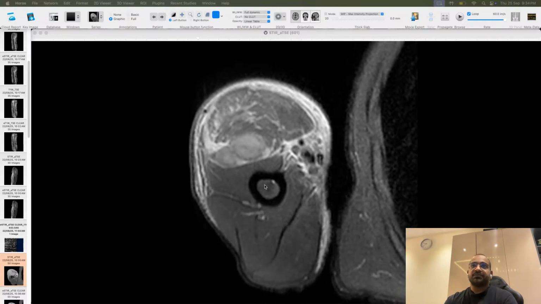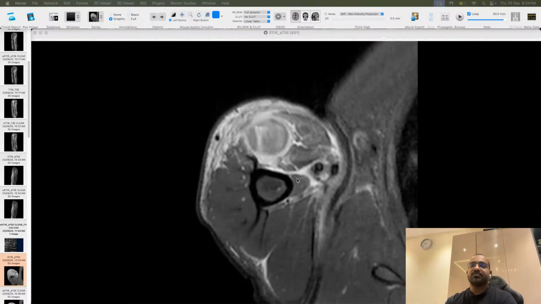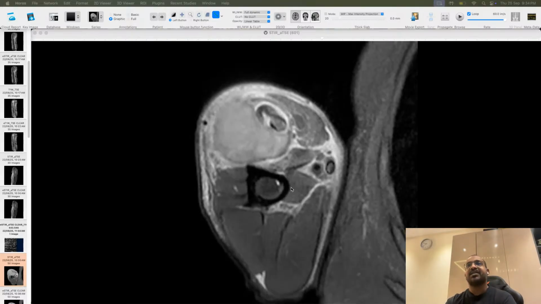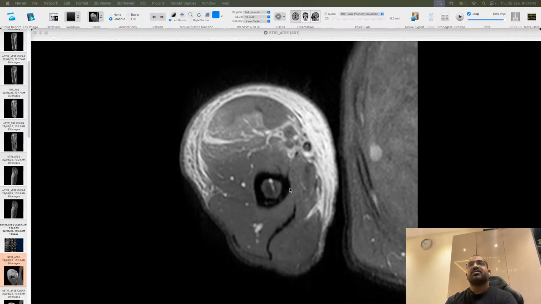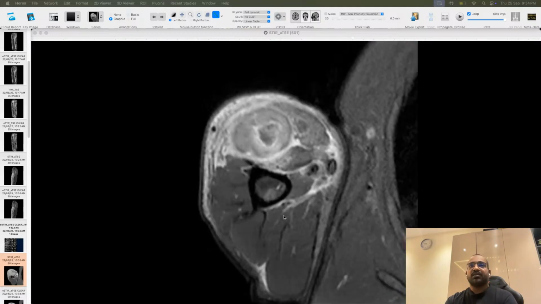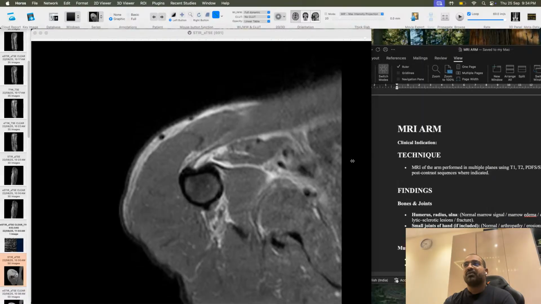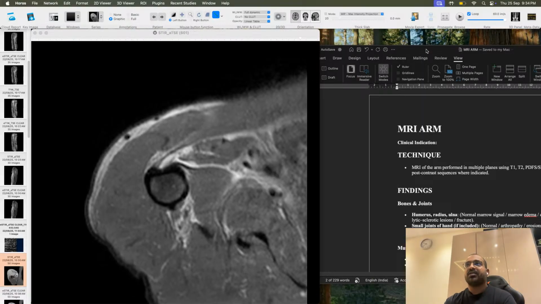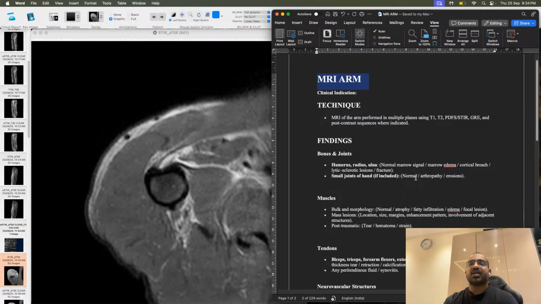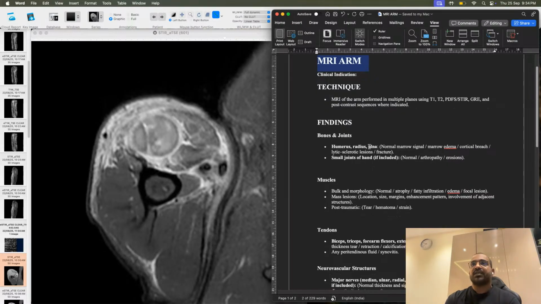So what are all the other structures we need to look at? Bones, muscles, neurovascular bundle. There are a lot of nerves within the arm. Major nerves are the median nerve, radial nerve, and ulnar nerve. Let us see it clearly in the anatomy section. So even for this arm, if we use a standard template, that will be easy.